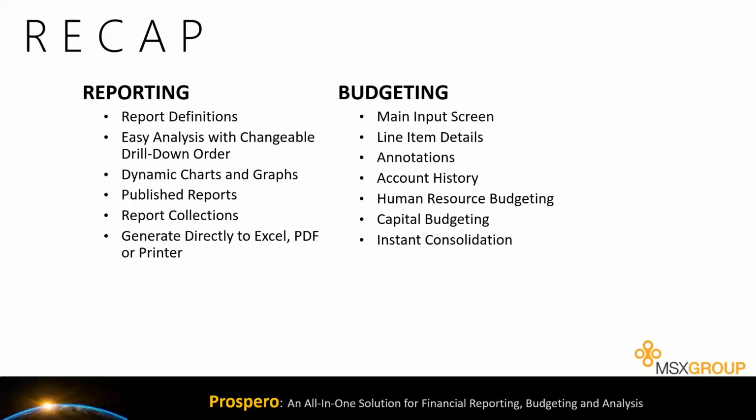We mentioned generating reports directly to Excel, directly to the printer, or PDF, even before you run the report. And all of our options for budgeting, main input screen. We talked about line item details, annotations. We looked at the account history, the detail tabs for human resources and capital, which both of those are optional, but they do have an easy setup process and add a lot of flexibility for your budget process, and instant consolidation as soon as your budget managers click the save button.